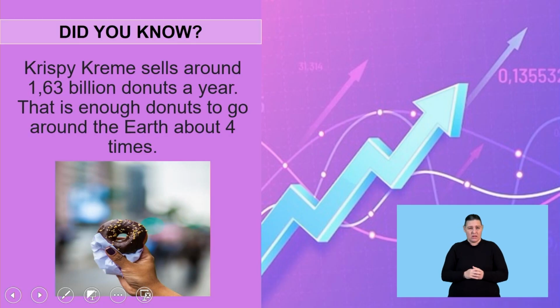So, did you know that Krispy Kreme sells around 1.63 billion donuts a year? That is enough donuts to go around the earth 4 times. That's a lot of donuts, eh? Sure. So, what are we looking at today?